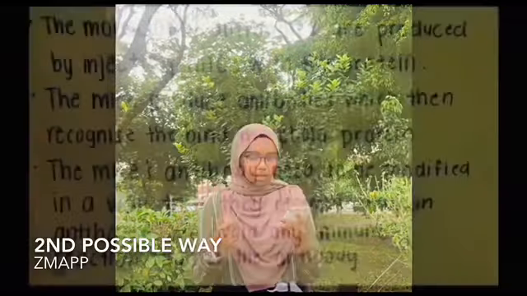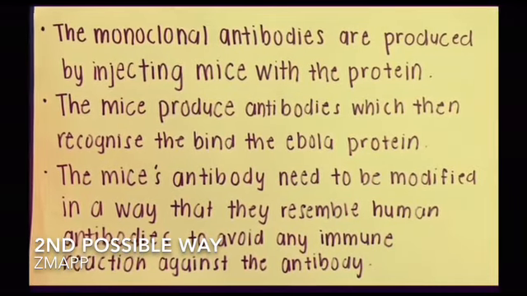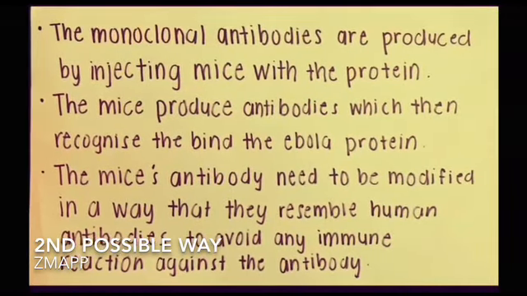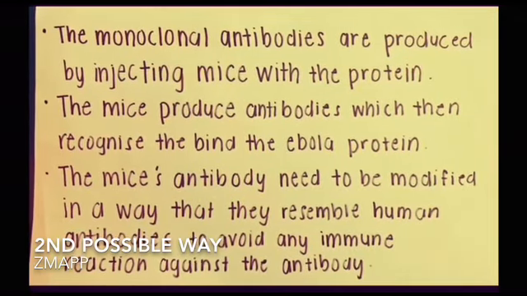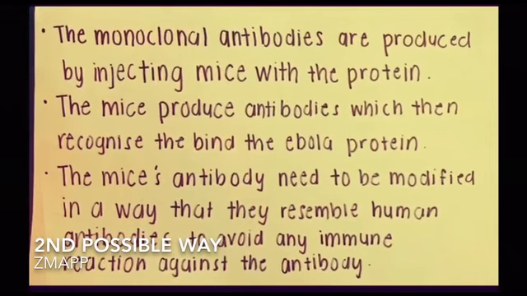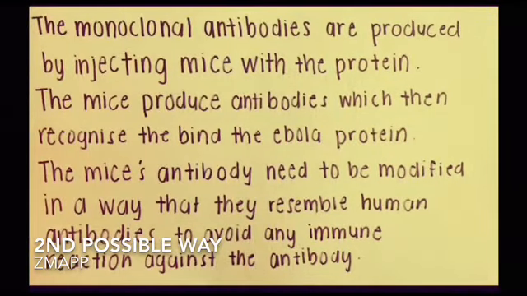The monoclonal antibodies are produced by injecting mice with a protein of Ebola virus. The mice produce antibodies which then bind the Ebola protein. The mouse antibodies need to be modified so that they resemble human antibodies, to avoid any immune reaction against the antibody. This process is called humanization.